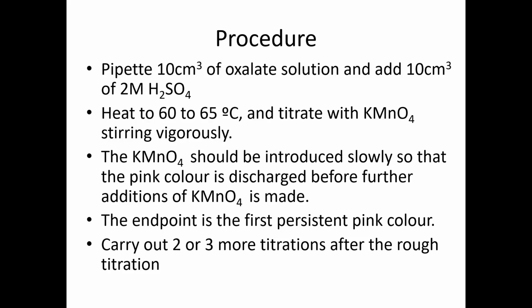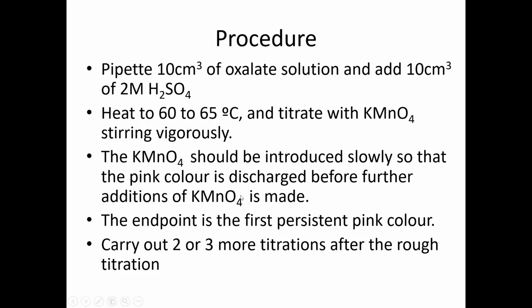Equal volume, and you heat it slightly. You're not boiling. You're going to heat it slightly to about 60 or 65 degrees. And when you bring it down, you titrate it against your KMnO4. So the KMnO4 is in your burette. Remember, you prepare your oxalate solution in your conical flask and add 10 cm³ of your 2 molar sulfuric acid, which you will heat before you start your titration.